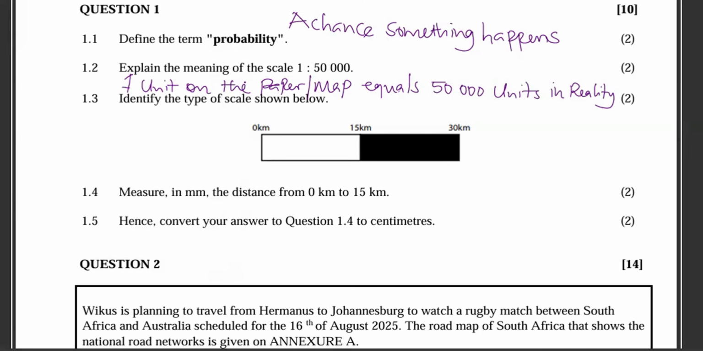1.3, identify the type of scale below. This is what we call a bar scale. Someone else could have called it a linear scale. Measure in millimeters the distance from 0 to 15. That means from here to here. What is the distance? Now this will change according to your ruler, how you're measuring, but I believe it's between 35 millimeters to 37 millimeters, according to mine.